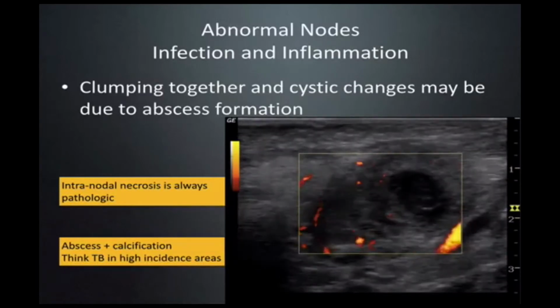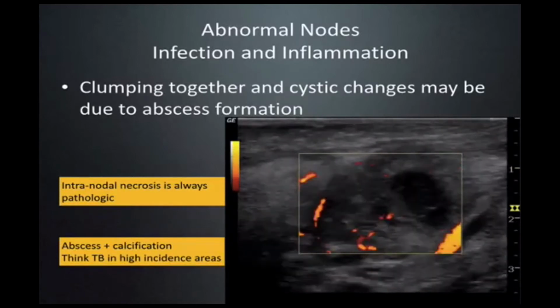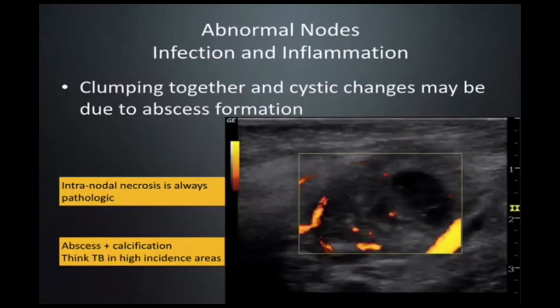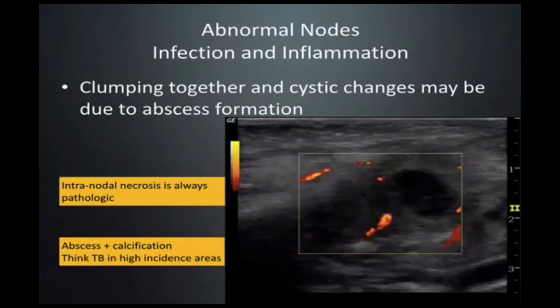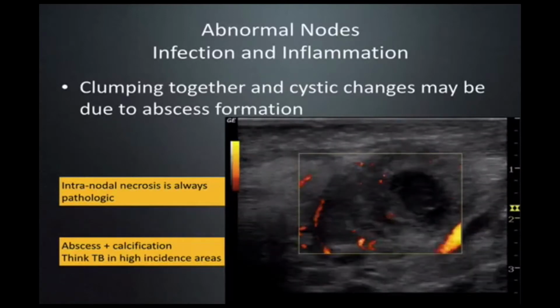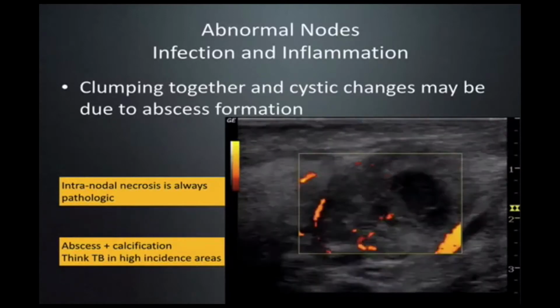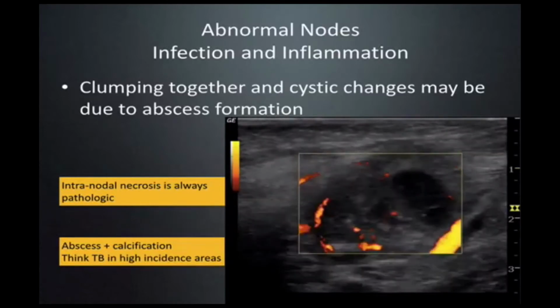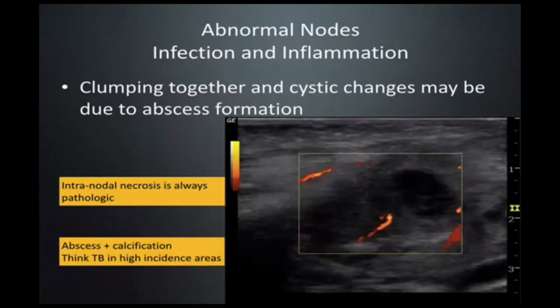Now I know what happened to this child. It actually wound up being cervical adenitis, but you certainly can't tell that from the lymph node. In areas where there's a lot of tuberculosis, if this lymph node had calcium deposits in it, you might consider tuberculosis, but of course this lymph node does not have calcification.